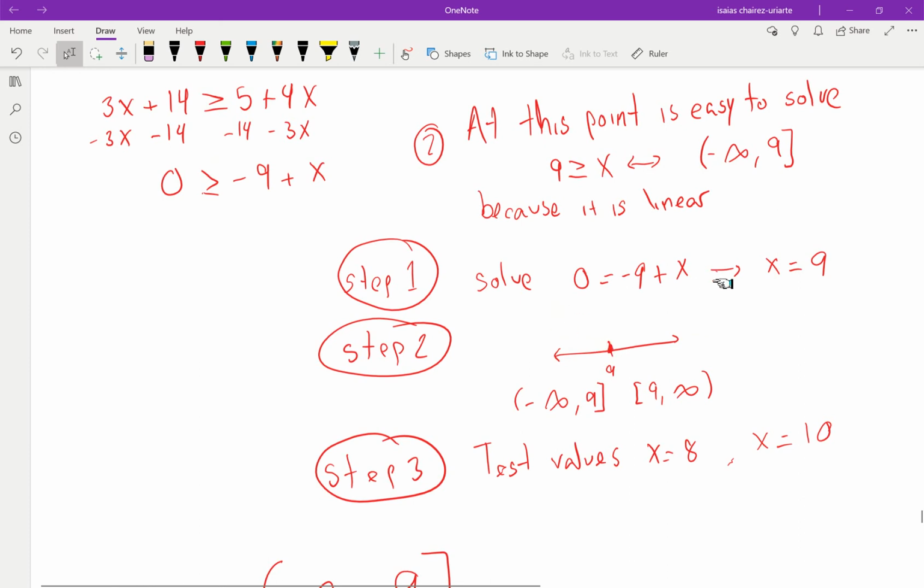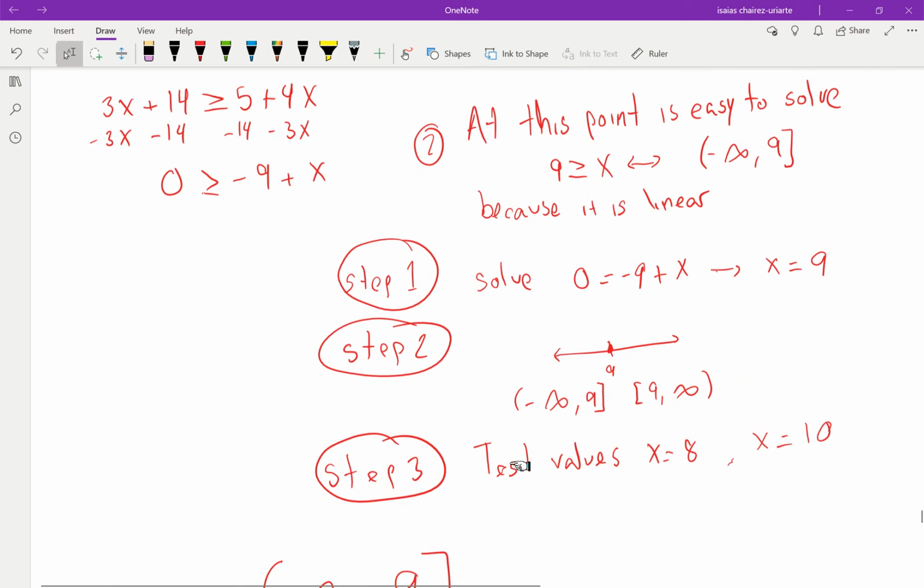Okay, so I put the solution of my polynomial equation on a number line, and what that does is it splits my number line into some intervals. In this case, 2 intervals. Negative infinity to 9, and 9 to positive infinity. And now what I gotta do is grab values from each one of these intervals and test them, plug them into the original inequality, or plug them into this other equivalent inequality that we came up with.